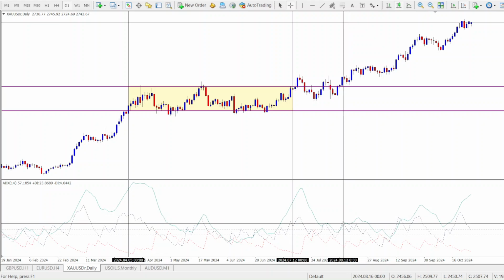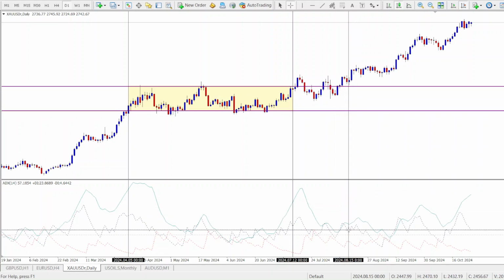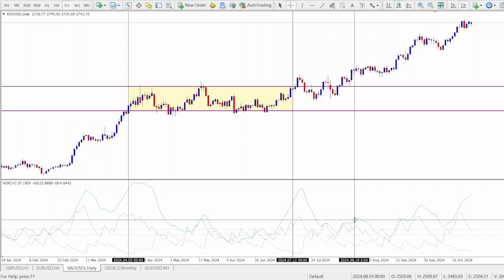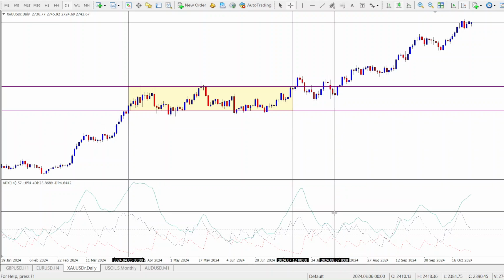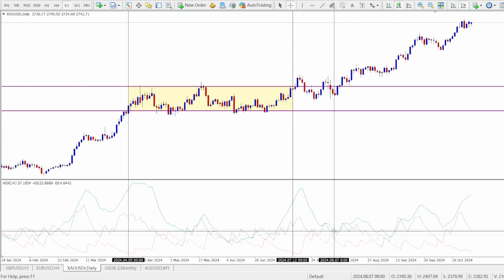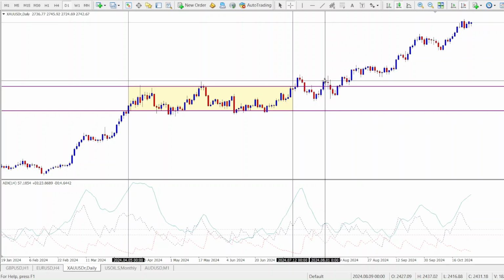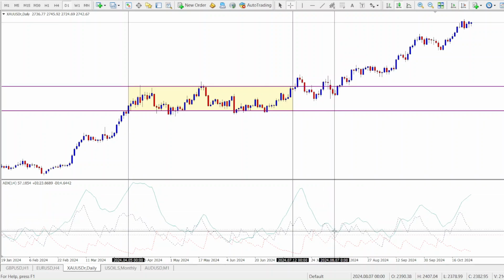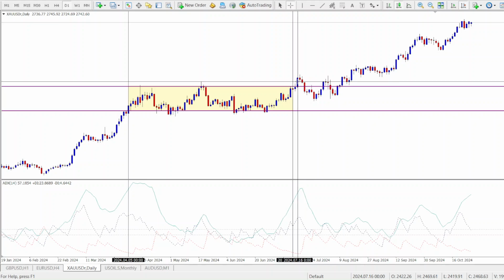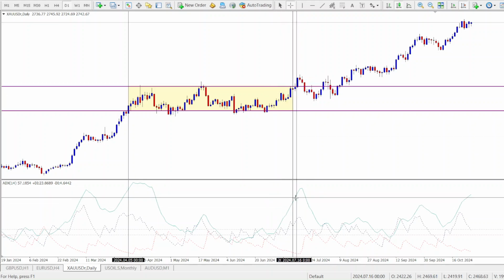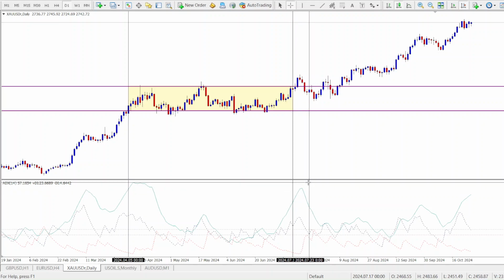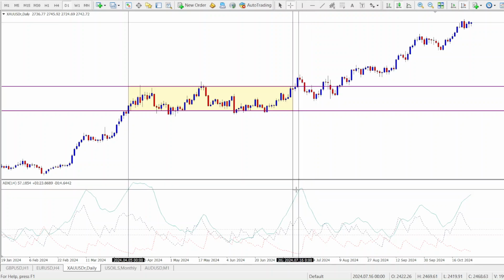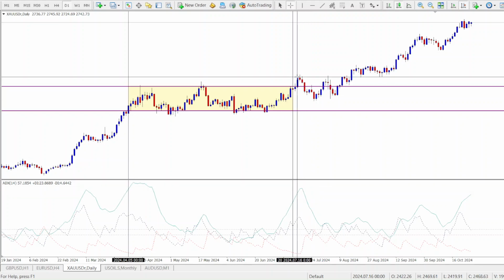And to confirm that breakout, we had the ADX climbing above the 25. We can confirm that here. When the second breakout happened, you can see that the ADX was pointing downwards, so we shouldn't have even entered a buy trade here because the ADX was pointing downwards. When this particular breakout happened, the ADX, although still pointing upwards, was already close to the maximum level. So this wouldn't have been a great point to enter a buy trade.